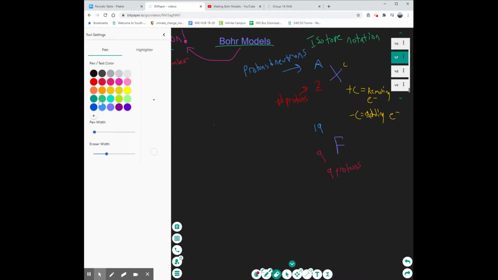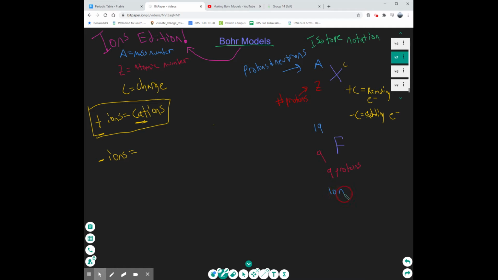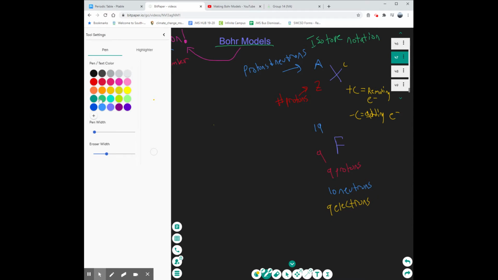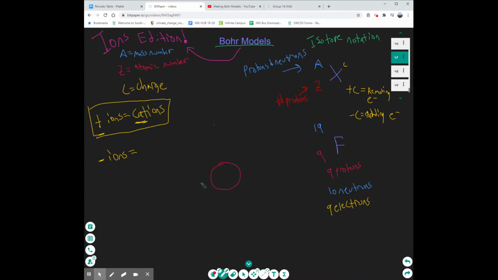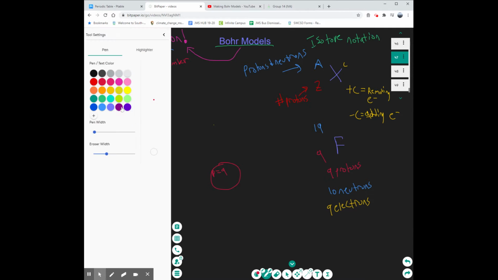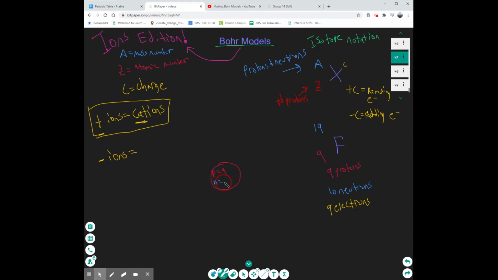Whoa, the color didn't change. Apologies. 10 neutrons. And how many electrons should we have in fluorine? We should have 9 electrons, right? Because our electrons and protons need to balance in order to make this thing the right charge balance. So P equals 9. N equals 10.